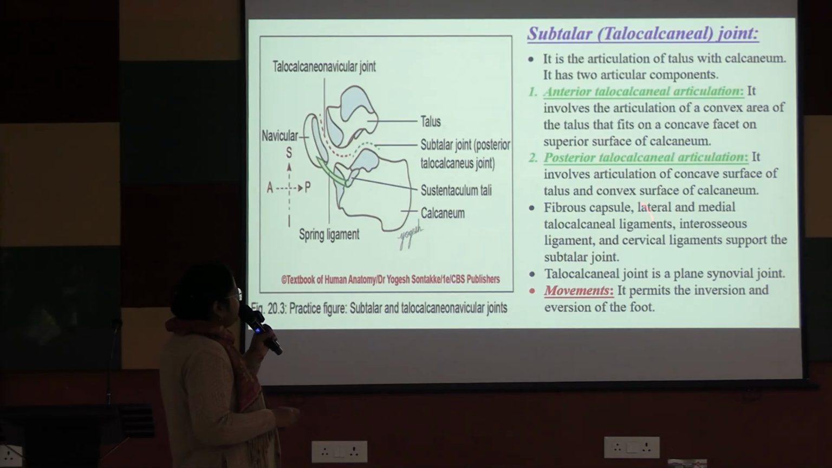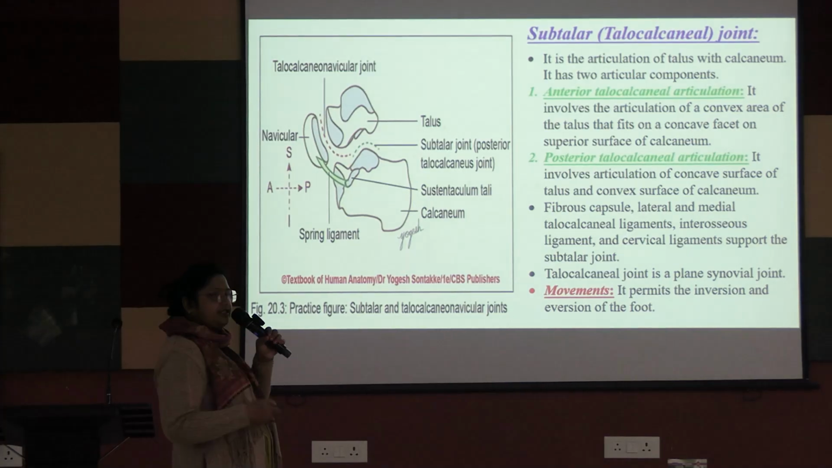And these are the ligaments present in this joint. There is a fibrous capsule, lateral and medial talocalcaneal ligaments, interosseous ligament, and the cervical ligament supports the subtalar joint. The cervical ligament connects the neck of the talus with the calcaneum. And the talocalcaneal joint is a plane type of synovial joint. You must remember it, okay? And what is the movement permitted here? It permits inversion and eversion of the foot.